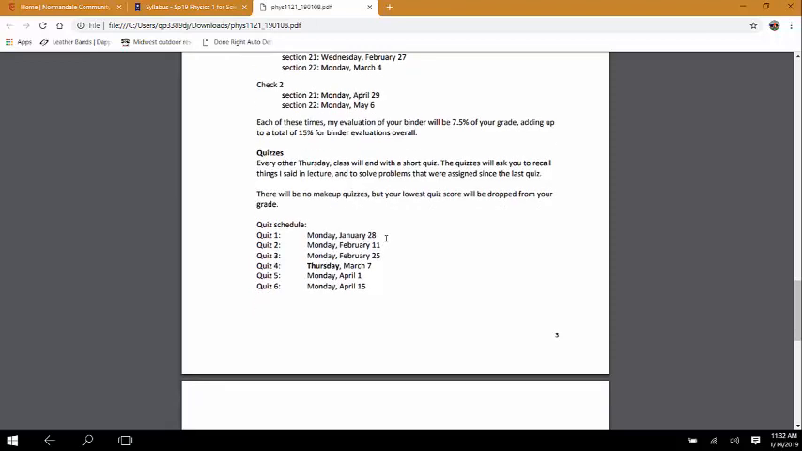And so these are the dates. Let me know if you have conflicts with any of these, and we can maybe work something out. The lowest quiz score gets dropped. So there's 6 quizzes scheduled here. 5 of those get counted. And so each one of the counted quizzes is worth 3% of your grade. So they're not worth that much, but they add up to a big chunk.